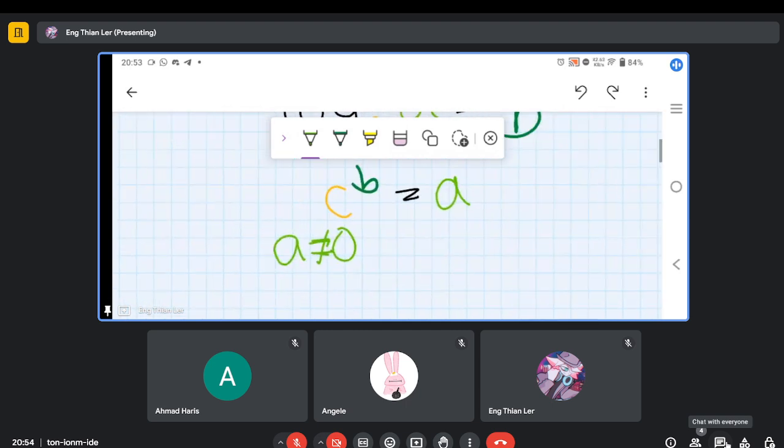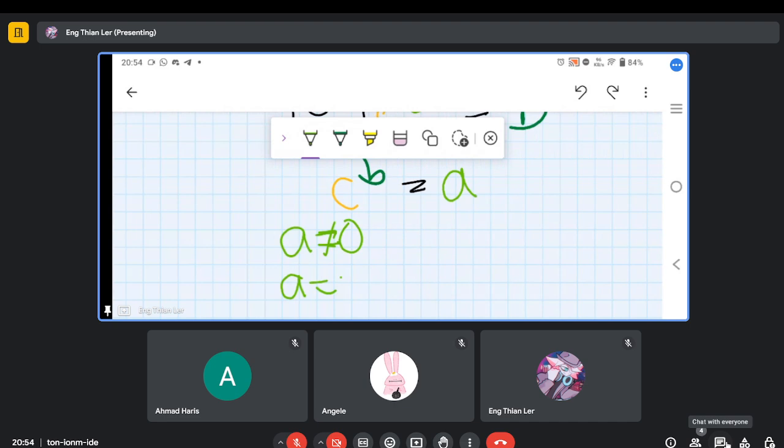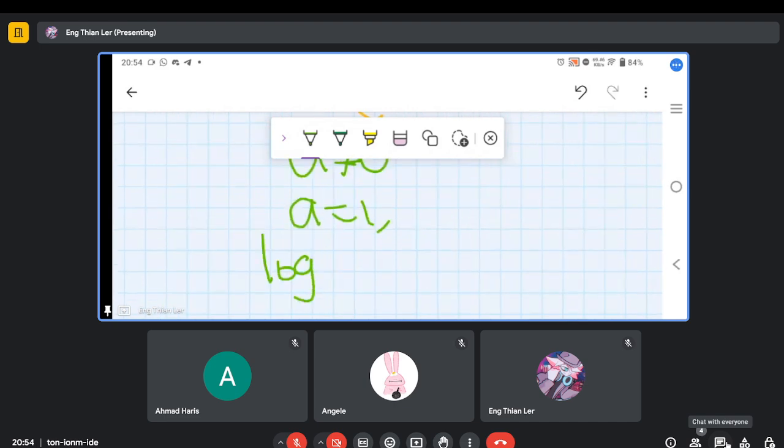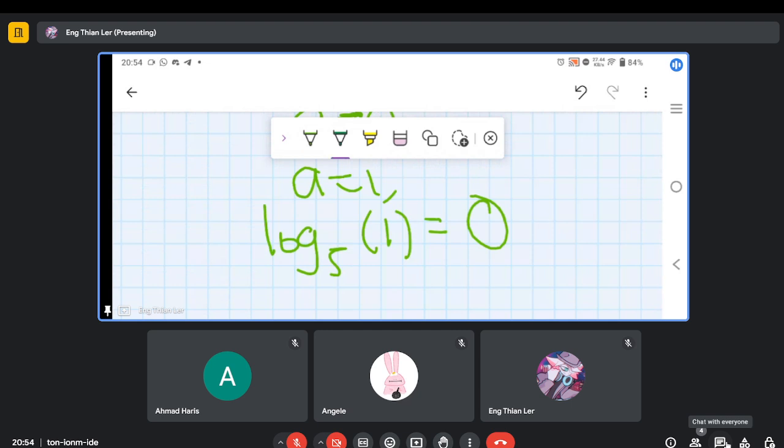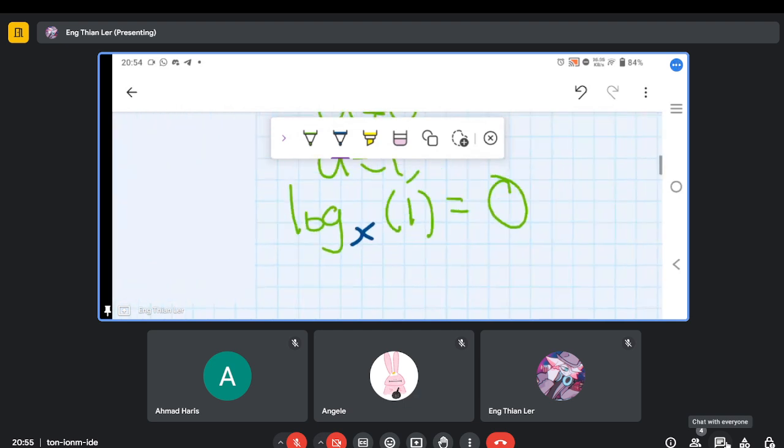And when A equals 1, this means that log with any base, not just 10 or 5, anything, is equal to 0. Log 5 of 1 equals 0, log 6 of 1 equals 0, log 4000 of 1 equals 0. Log of 1 with any base equals 0, no matter what x is. Why? Because x to the power 0 is 1. We all know this.